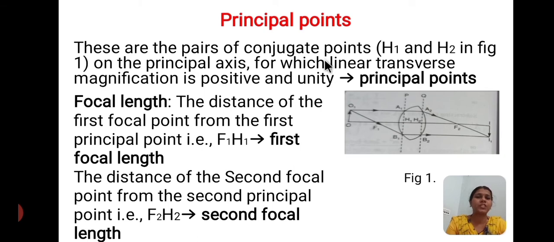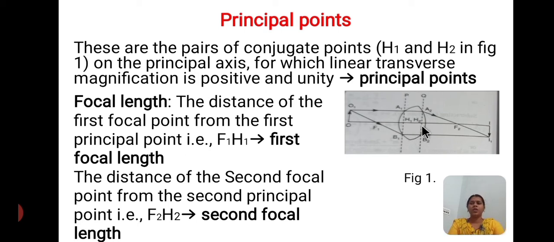Principal points means what here? The pair of conjugate points. The pair of conjugate points means, in the figure, H1 and H2. H1 and H2 are lying on the principal axis, for which the linear transverse magnification is positive and unity, means 1. That we call a principal point.